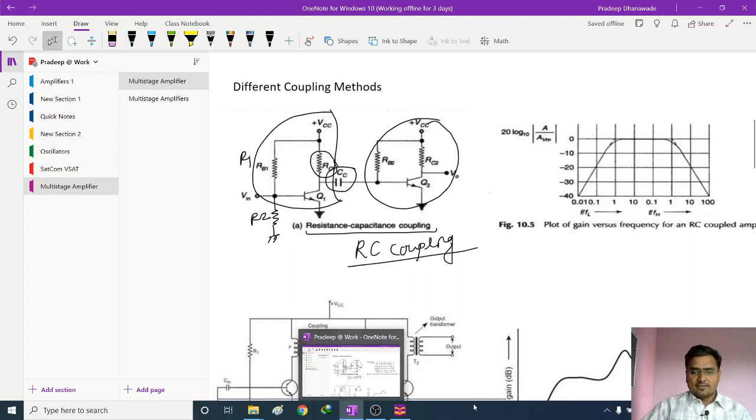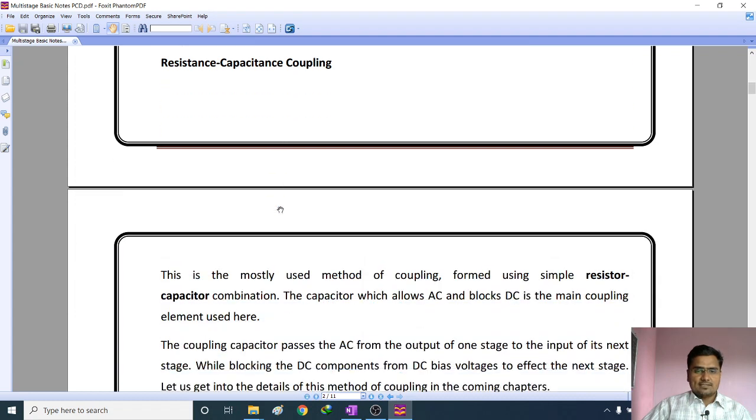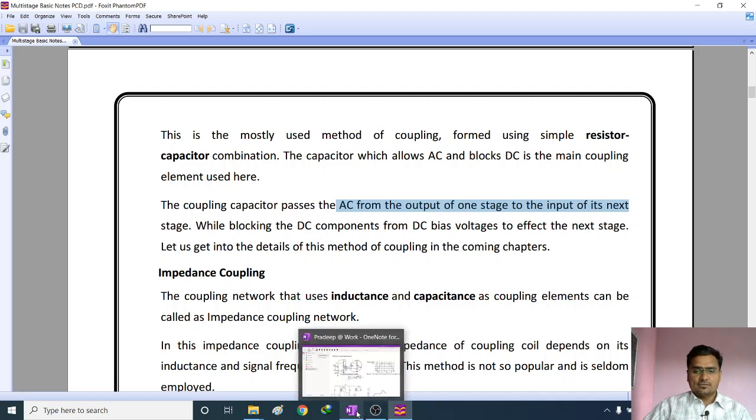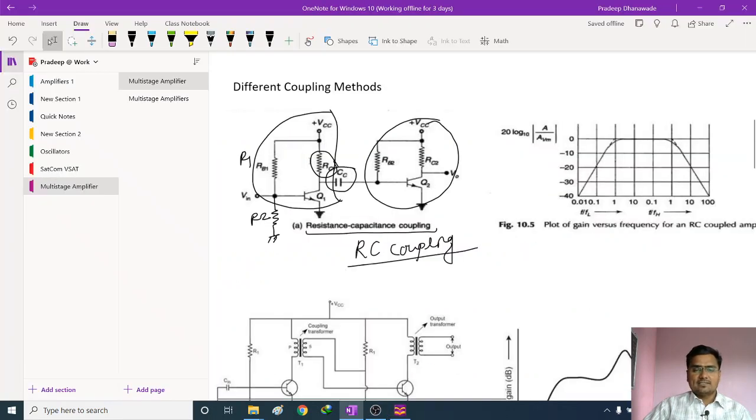Now let me focus on more theory about this RC coupling. Look at this. The coupling capacitor passes AC form of the output of one stage to the input of the next stage. You remember that this is what capacitor and resistor coupling. So first type is RC coupling.